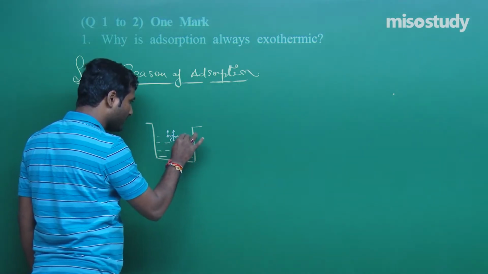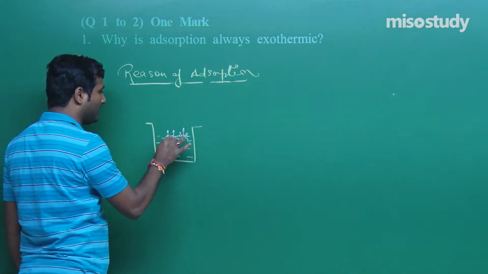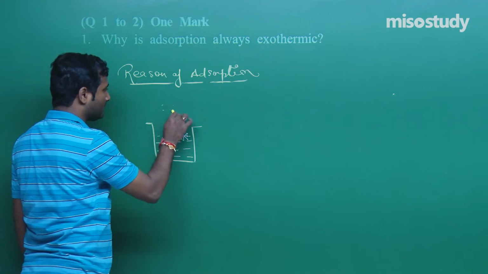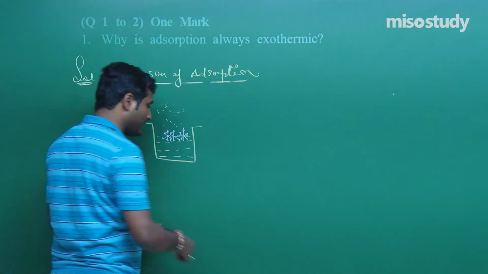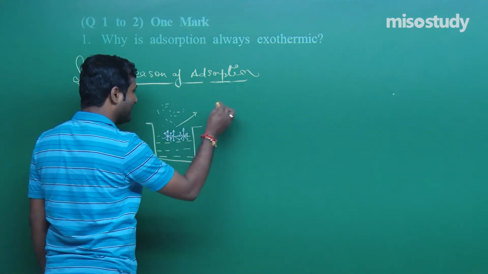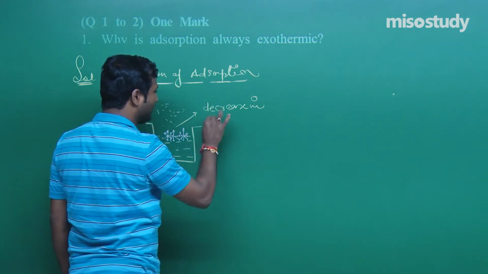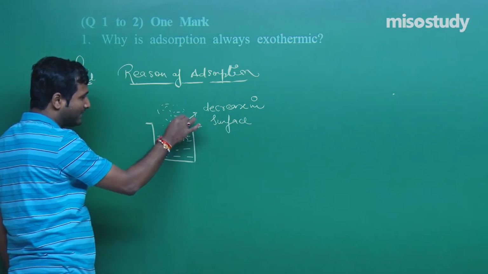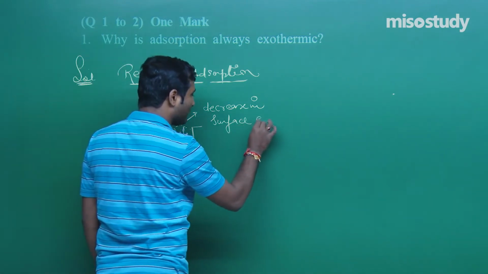This is the case. Do you remember, during my lecture I have also discussed these things. This is the unbalanced force. Due to the unbalanced force, what will happen in this case? That is, the particles accumulate at the surface. When the particles accumulate at the surface, there is a decrease in surface energy. Definitely, when particles accumulate, there is a decrease in the unbalanced residual force, which ultimately decreases the surface energy.